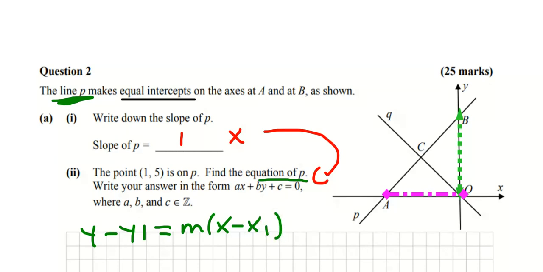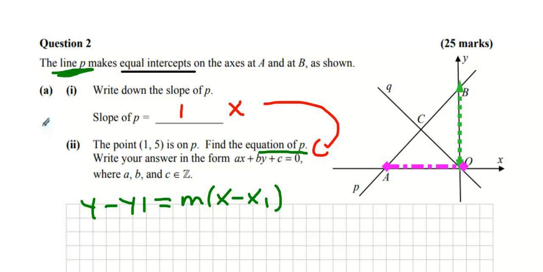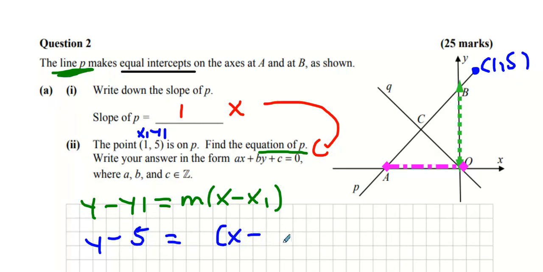Now pick a point. Pick a point that's on P. What point do we know is on P? We know 1, 5 is on P. So for argument's sake, that's the point 1, 5. So we have our x1 and y1 value, don't we? Okay. What's the only thing we're missing? Do we have it from part 1? What is it? 1.